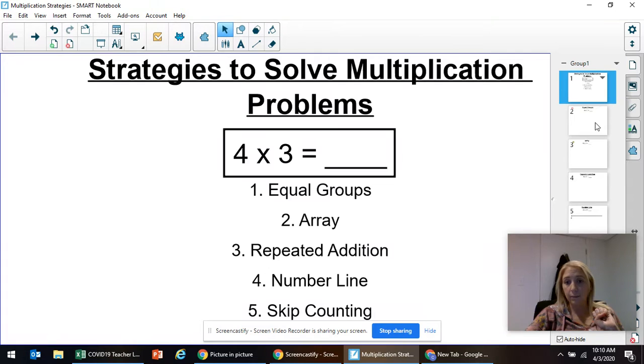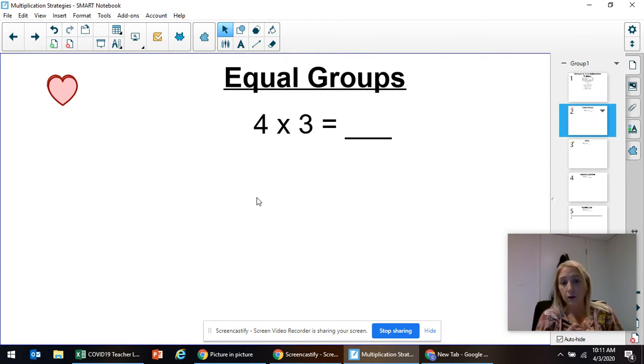So let's take a look at number 2. Number 2 is equal groups. Now remember multiplication, when you look at the problem, you notice how it says 4 times 3. You've got to remember that multiplication stands for groups of. So 4 groups of 3. So it's saying 4 groups of 3.